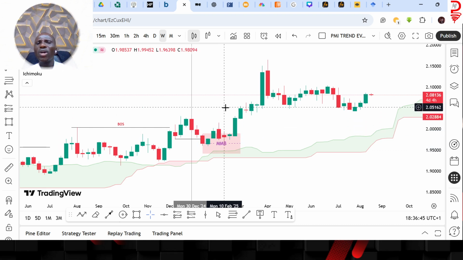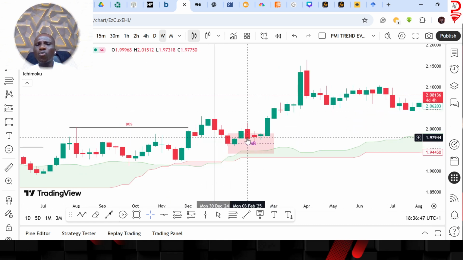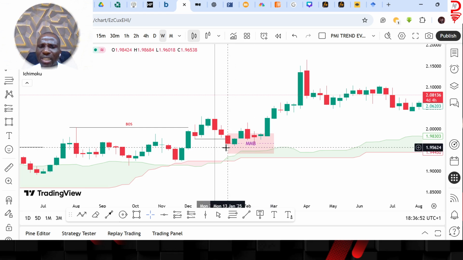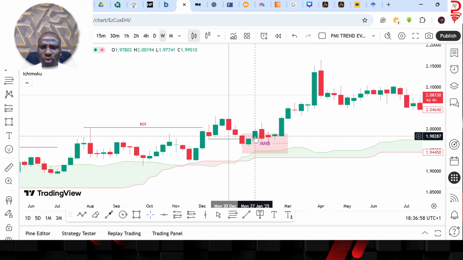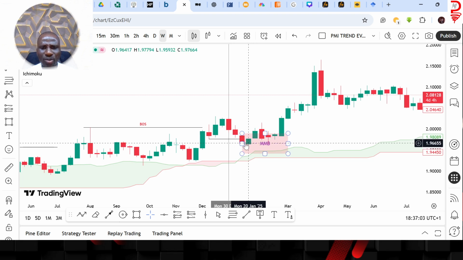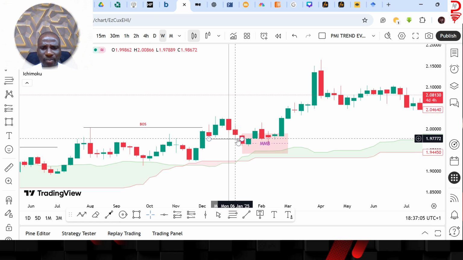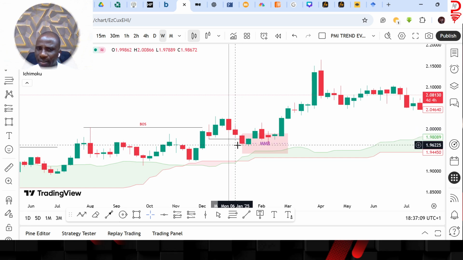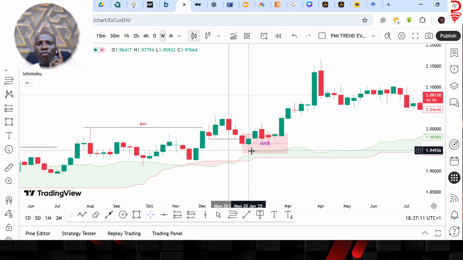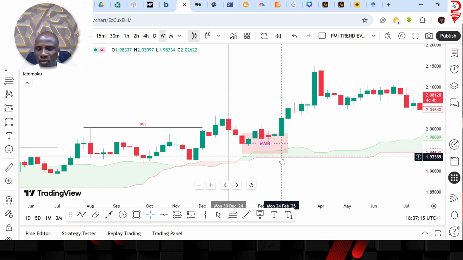That will give you a corrective move again, but this corrective move must not close below this particular engulfing move. I want you to pay close attention now. These two candles, candle A and candle B, engulf this particular bearish candle after this break of structure to the downside on the weekly.